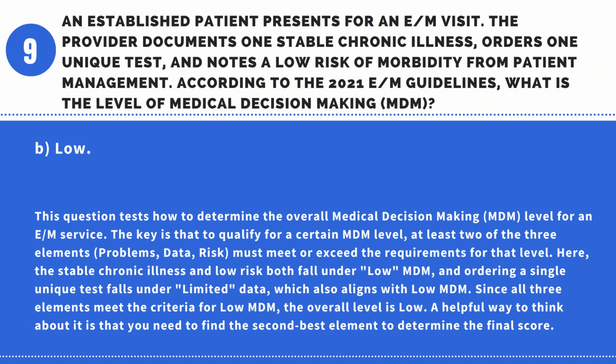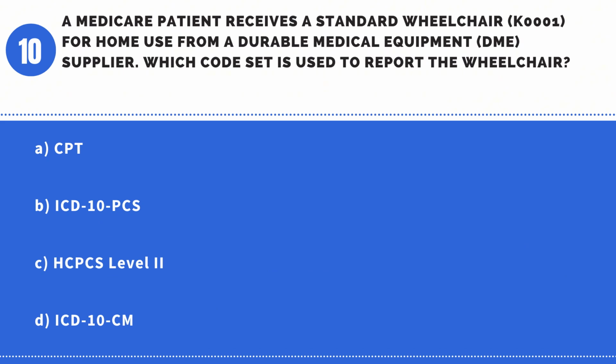Question 10. A Medicare patient receives a standard wheelchair, K0001, for home use from a durable medical equipment, DME, supplier. Which code set is used to report the wheelchair? A. CPT. B. ICD-10-PCS. C. HCPCS Level II. D. ICD-10-CM.